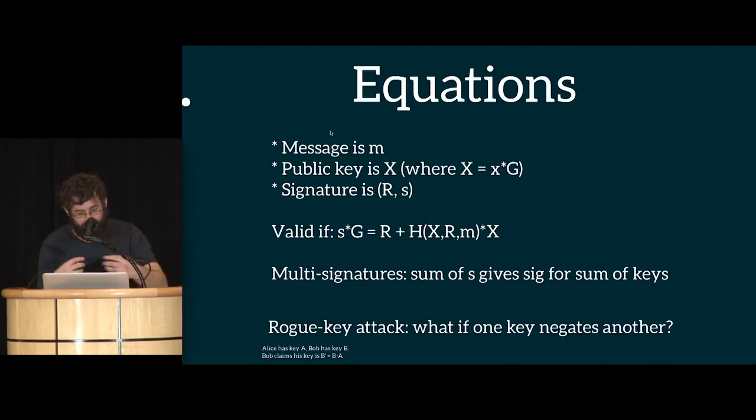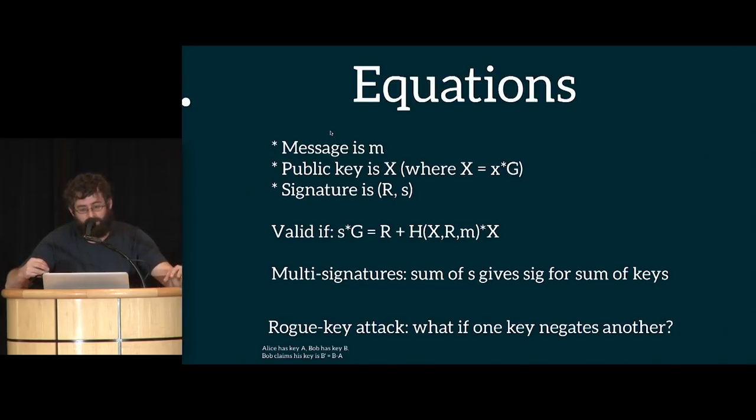All the public keys really appear at the top level, which means that what you can do is if multiple parties effectively produce an S independently for the same R value, or for some of R values, and you add those S values up, the result is a signature that is valid for the sum of their keys. And this is how all multi-signature constructions for Schnorr work. They're all based on this principle.